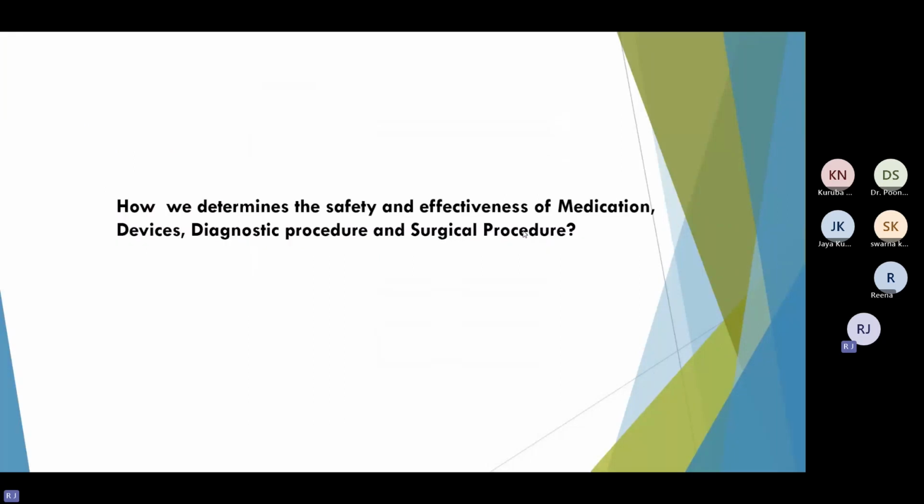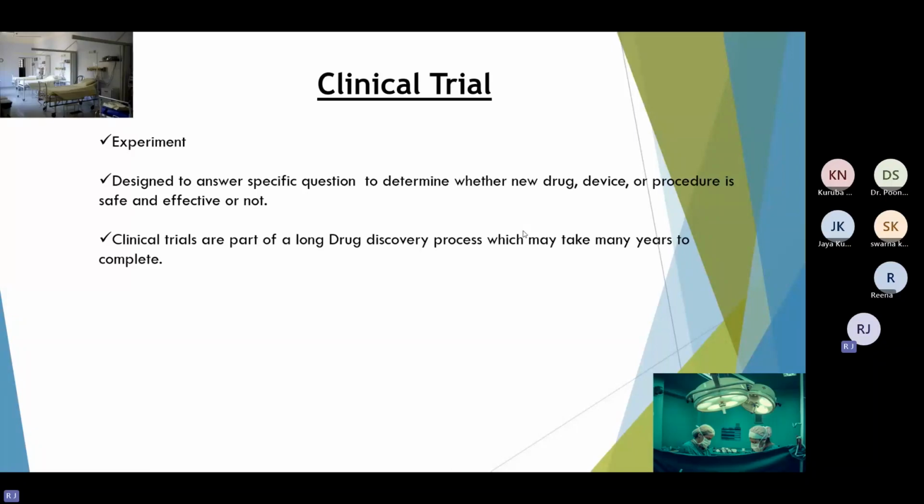Then I said, what's the purpose of treatment research? It is nothing but to determine the safety and effectiveness of a medication, device, diagnostic procedure, and surgical procedure. Okay. So how do we do this? We run experiments to determine the safety and efficacy of a treatment. Those experiments are called clinical trials. So in a clinical trial, we try to answer a specific question to determine the safety and efficacy of a particular treatment. Treatment can be any drug, any medical device, or any procedure, meaning any surgical thing.